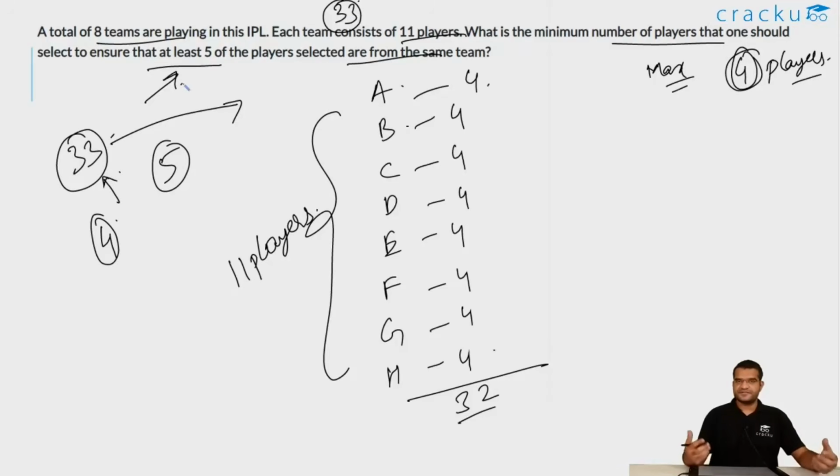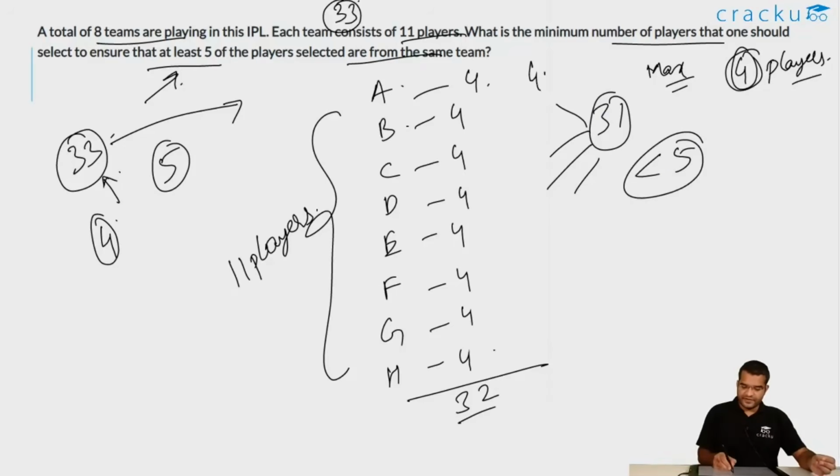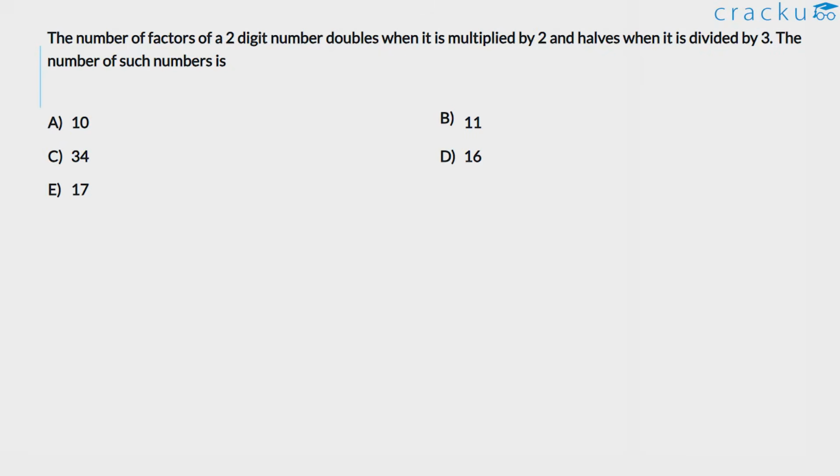For example, if you are selecting only say 31 players, then there is a distribution possible such that all the teams have less than 5 players in it. You can have 4 into 7, that is 7 teams contributing 4 players each, and the last team contributing 3 players. But if you have 33 players, there is no way in which at least one team doesn't have 5 players. So the correct answer in this case is 33.